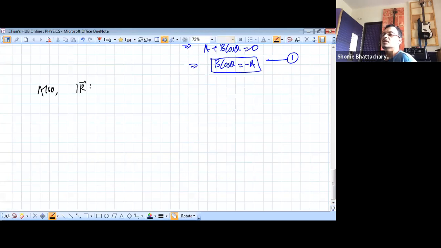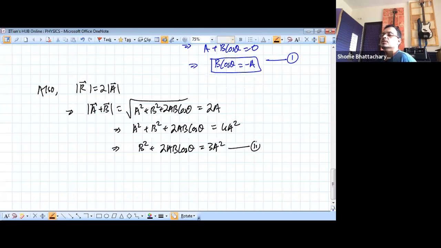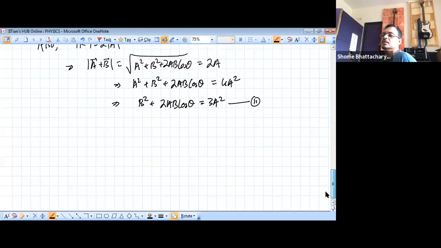Also given to us, the magnitude of the resultant is double of the magnitude of A. So that means mod of A plus B, which is root of A square plus B square plus 2AB cos theta, ये कितना होना चाहिए? ये 2 times A होना चाहिए. So square both sides. So A square plus B square plus 2AB cos theta would be equal to 4A square. Or in other words, B square plus 2AB cos theta would be equal to 3A square. So this is my equation 2, which is coming from this second information. ये method यहाँ पे थोड़ा lengthy है in comparison, but it's still doable.